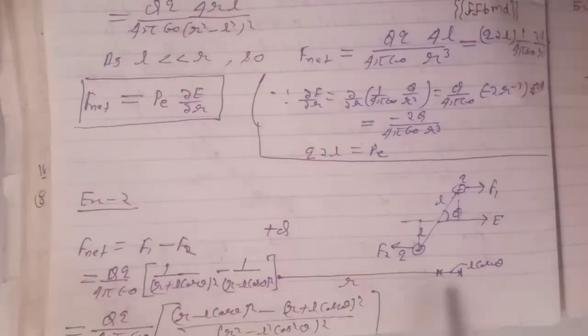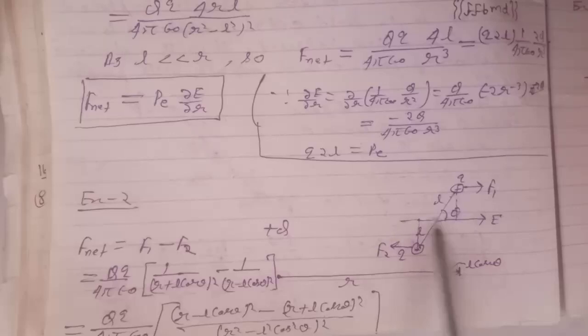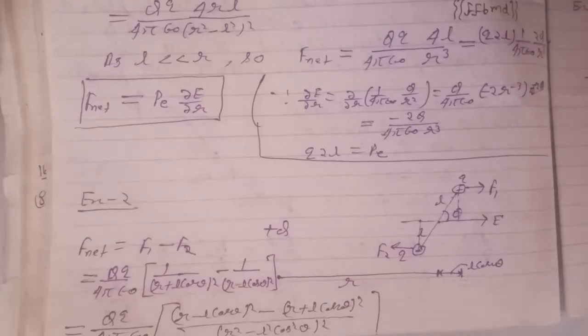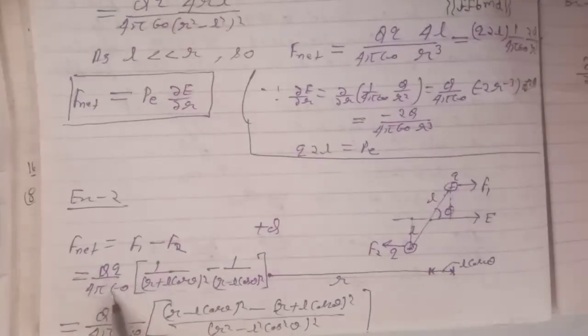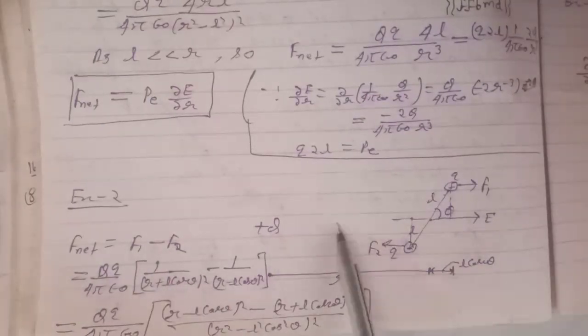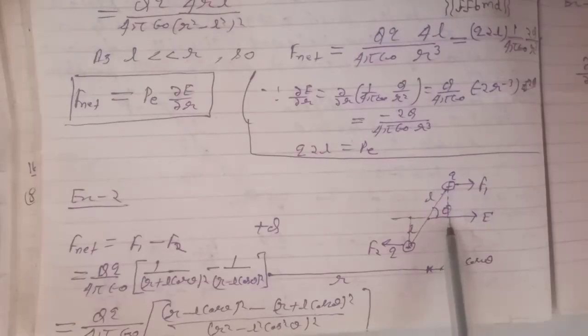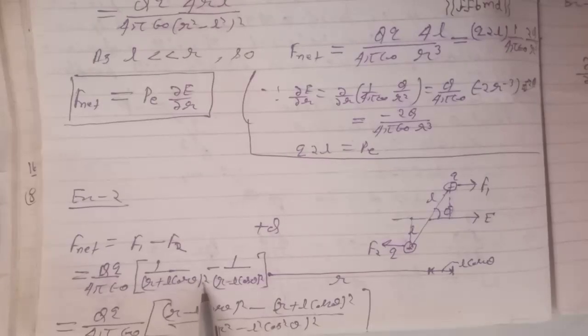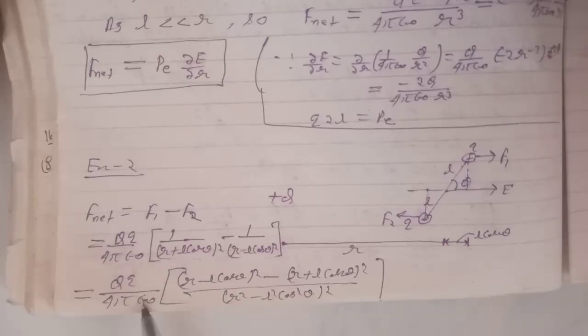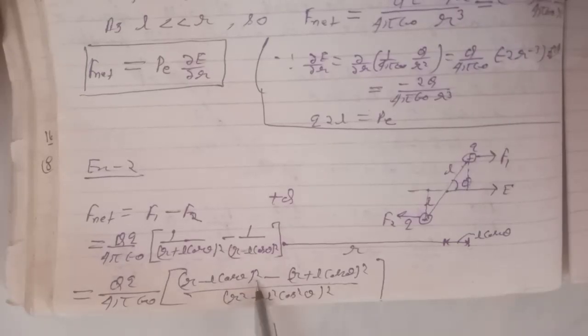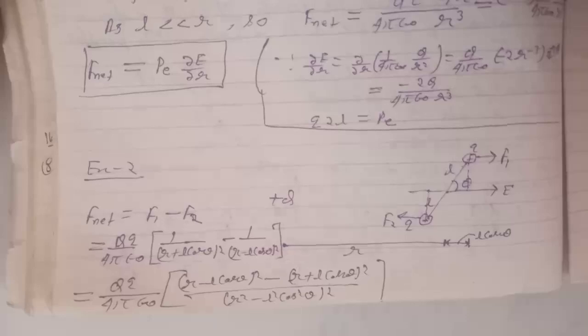So this distance will be L cos theta, and this distance will be L sin theta. So F net equals F1 minus F2, or Q Q by 4 pi epsilon naught times 1 by (R plus L cos theta) whole square, minus 1 by (R minus L cos theta) whole square, or Q into Q by 4 pi epsilon naught times (R minus L cos theta) whole square minus (R plus L cos theta) whole square divided by (R square minus L square cos square theta) whole square.